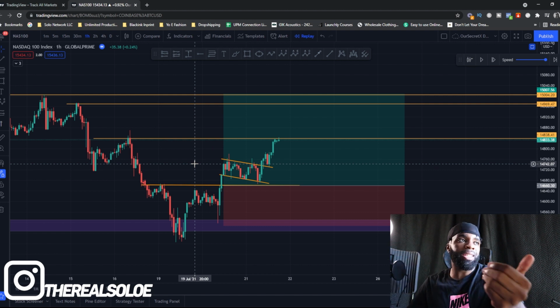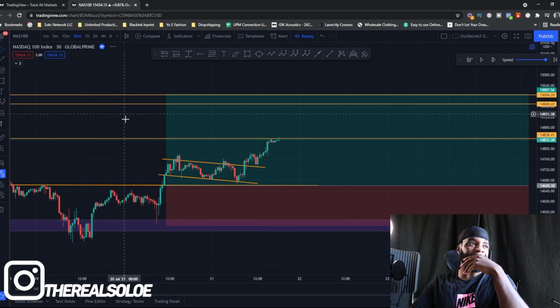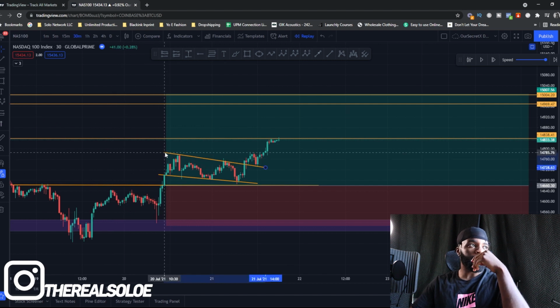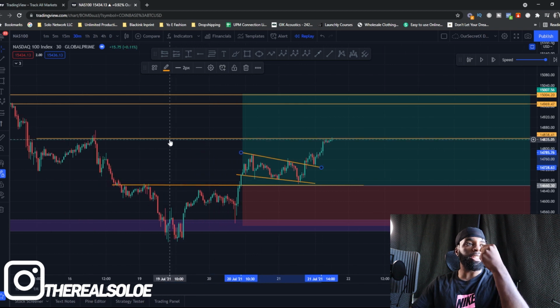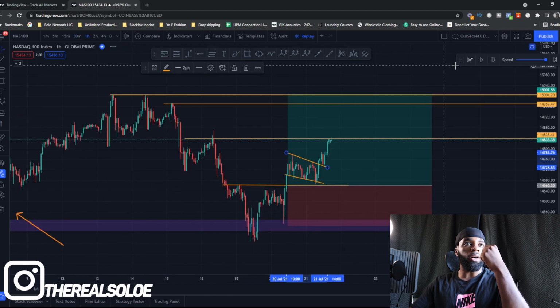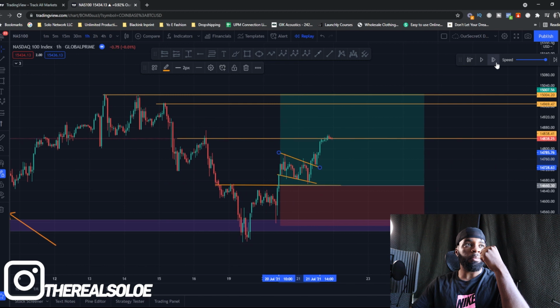So that being said, we had a pattern inside here. So if you look, we got a B, C, D, E, or ABC pattern, and then boom, after that engulfing candle, it broke out on my trend line, and we could have took this all the way up. We already just hit TP1, so that's beauty. Let's see if we can keep going.